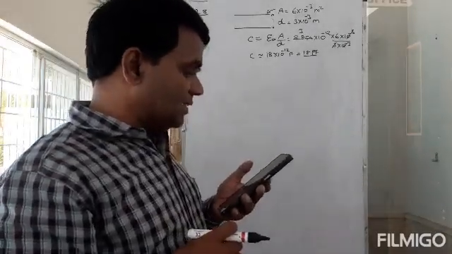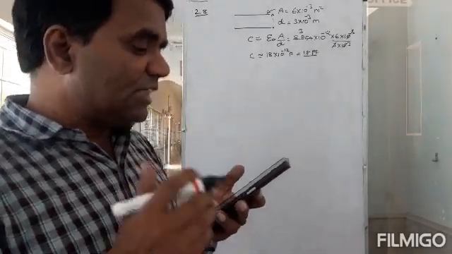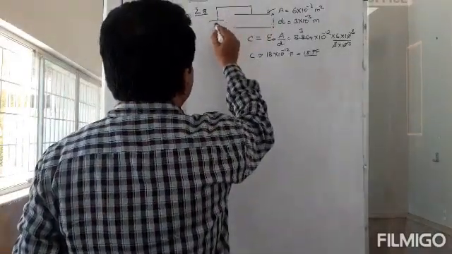And what are you doing here? You are going to connect it to a 100 volt supply, and what is the charge on each plate of the capacitor? Now you take this and then you are going to connect it to a 100 volt supply.